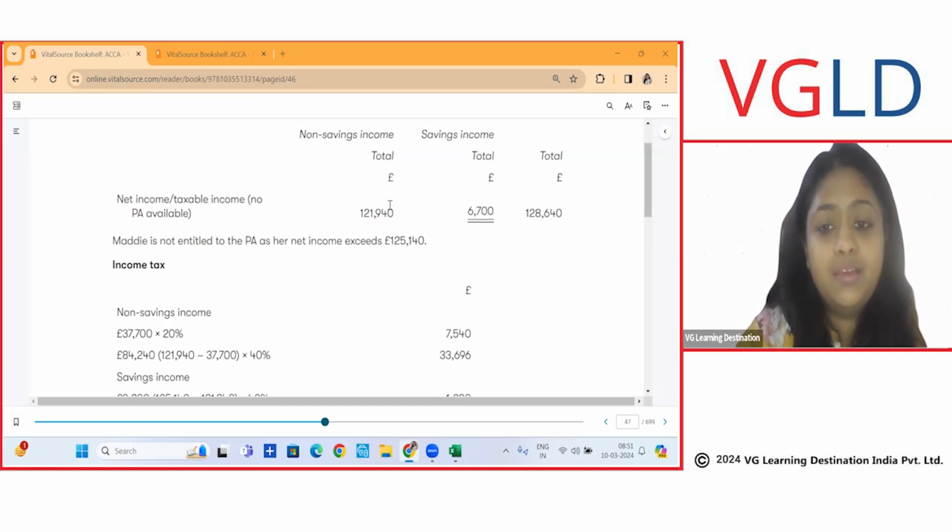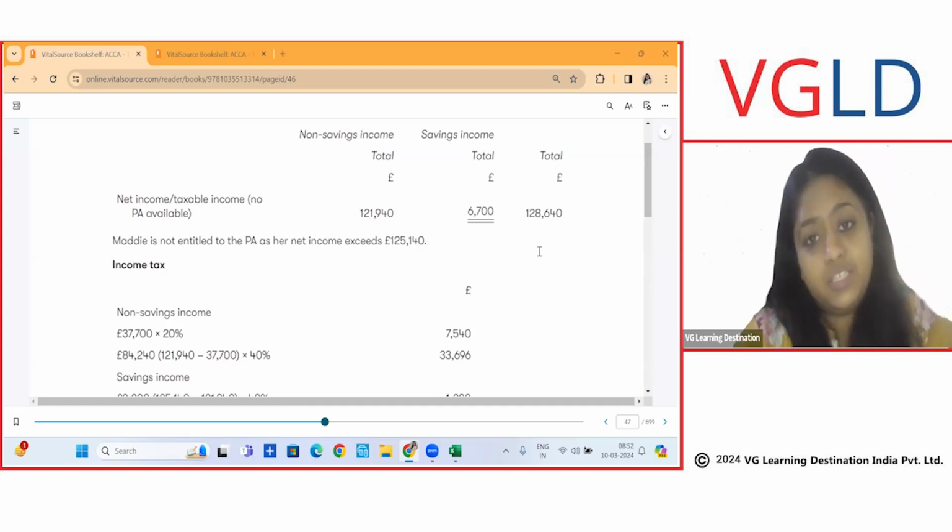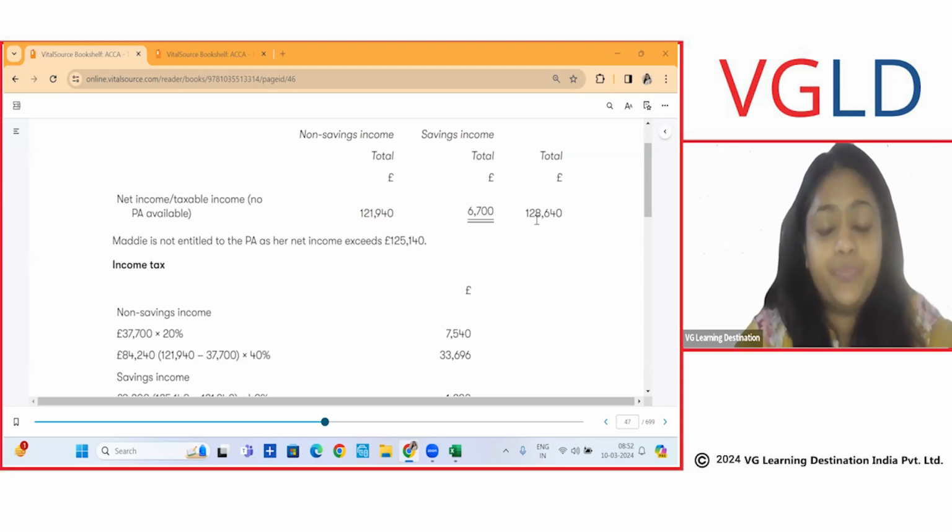For NSI, the remaining income 121,940 less 37,700 will be taxed at 40%. When you come to savings income, there is no starting nil rate band available and there is no additional rate band. There is no savings income nil rate band also available because once he's an additional rate category taxpayer, there is no nil rate band available. Since it is 128,640, it is more than 125,140. The new additional rate category nil rate band. The new additional rate category rate bands.